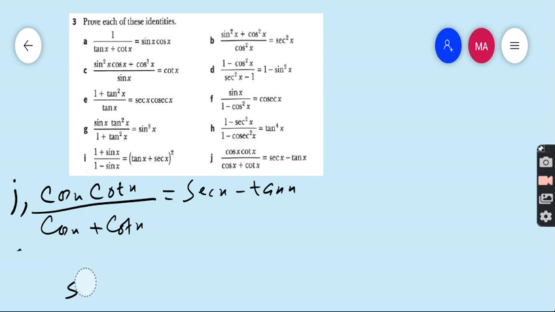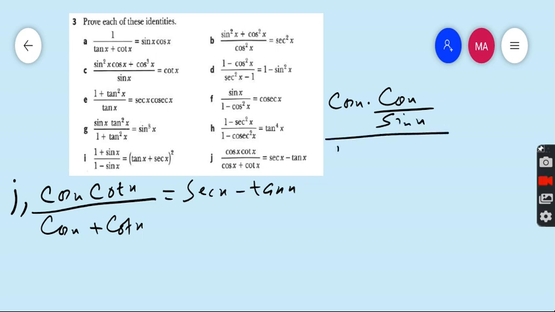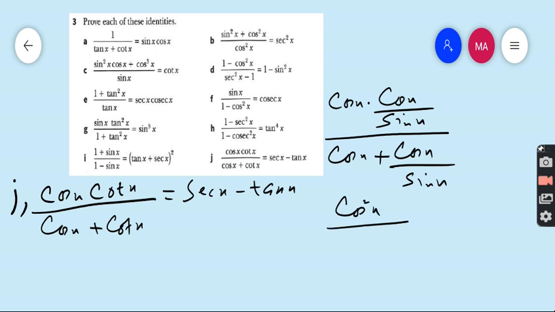Space is short, so I am doing it over here. So cos x dot cot x is cos x upon sin x upon cos x plus cot x is cos x upon sin x. So cos into cos is cos square x upon sin x.